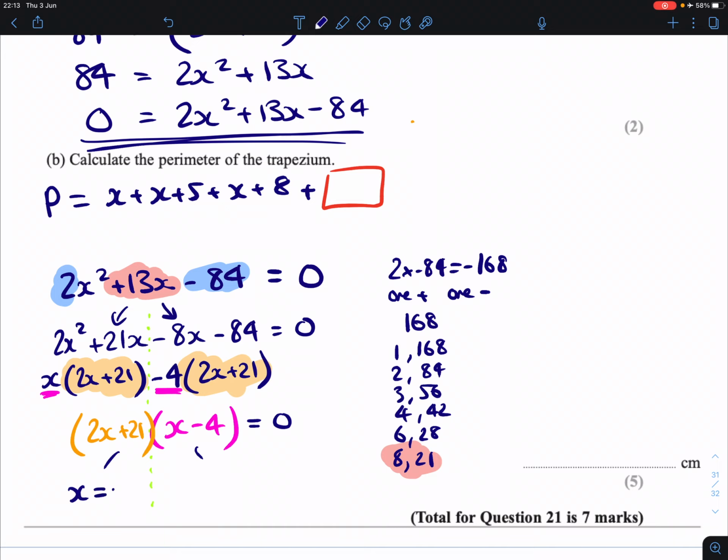We will end up with x equaling minus 10.5 and x equaling 4. X can't be negative, so we basically rule that answer out. X can certainly be positive and it can certainly be 4. So we know that x is 4.